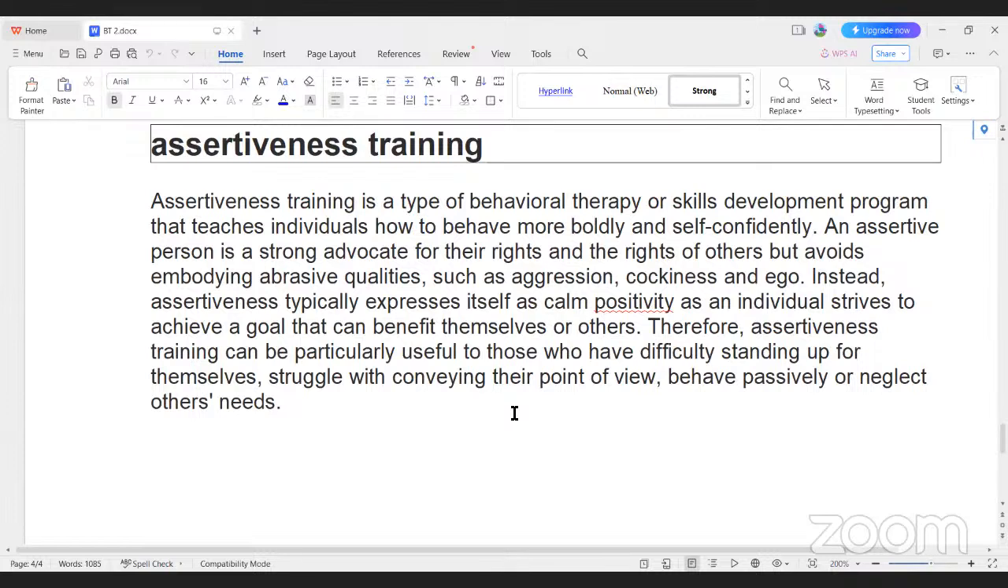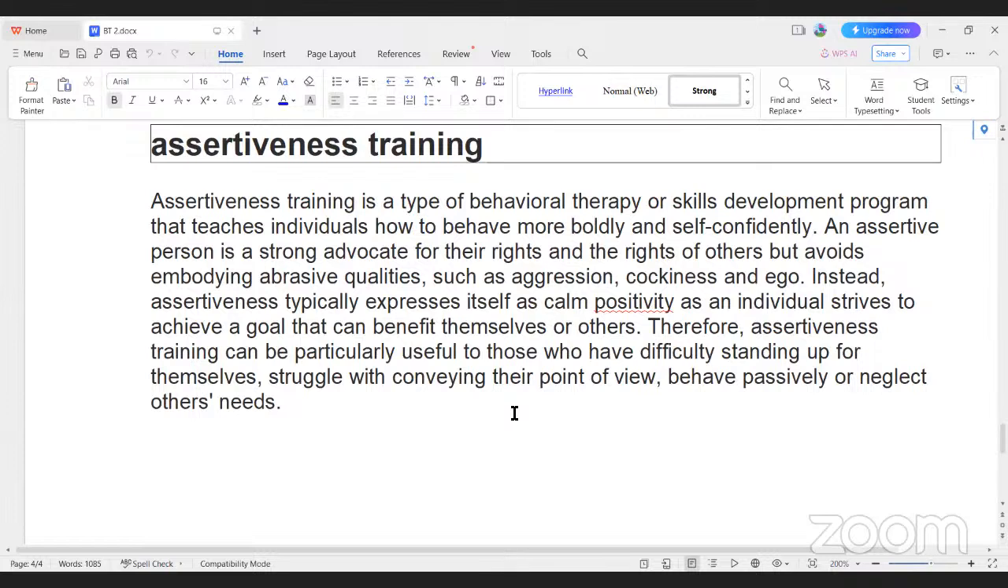Assertiveness training means whatever you want to say to others. But some people feel that if we inform this type of thing, others will feel bad. So assertiveness means we can convey the information, whatever we want to convey, in the right way and without hurting others. That means you are standing for your rights.